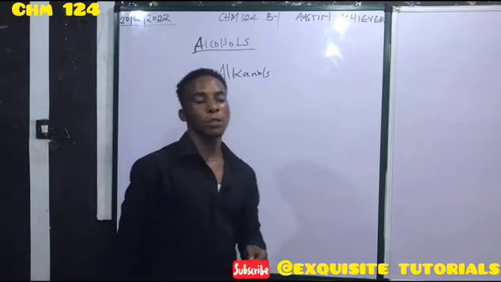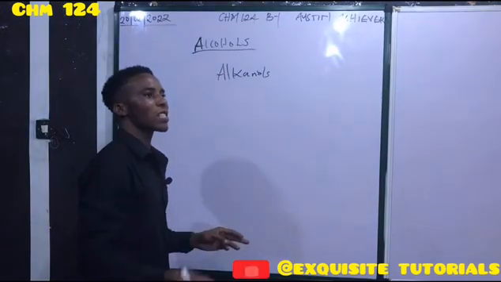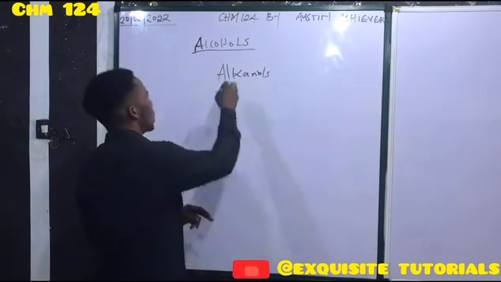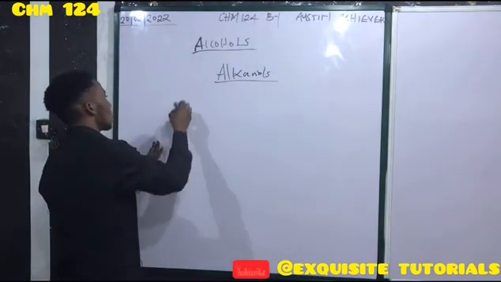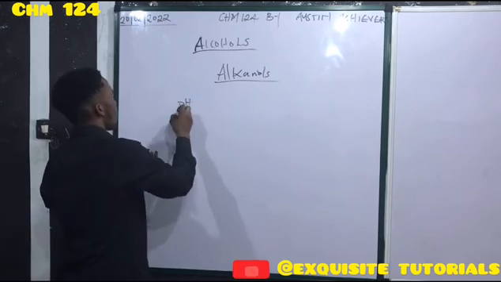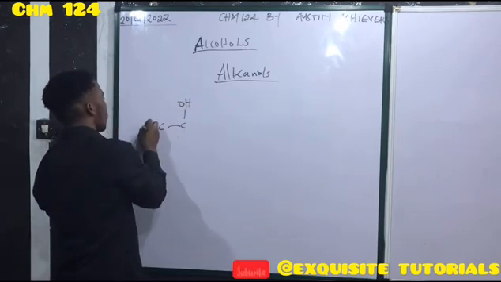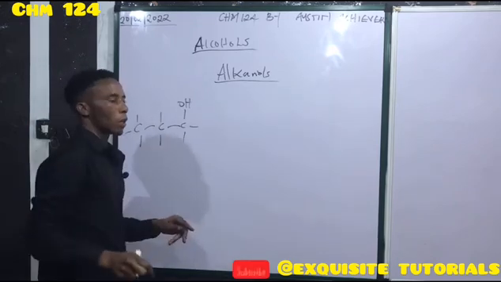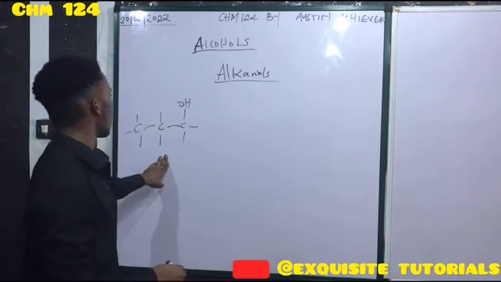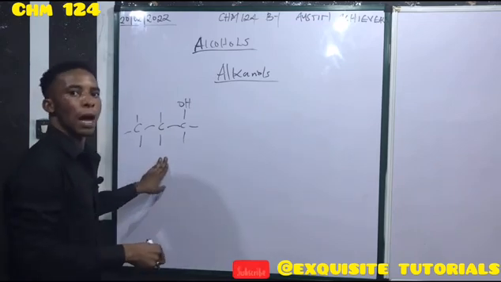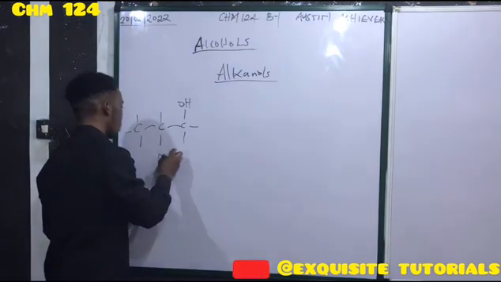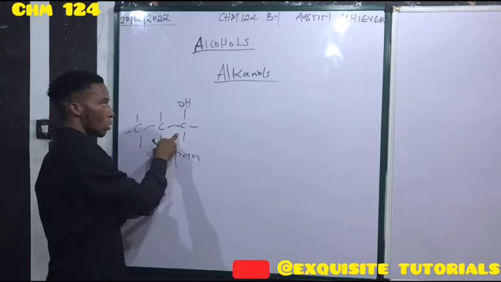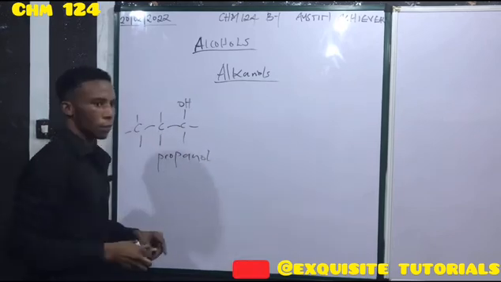Remember that I said that when the OH is attached to a saturated organic compound, we get an alkanol. Now take a look at this. What is this? This is propanol. Prop, three carbons, and they are single bonded, then the OH, ol.